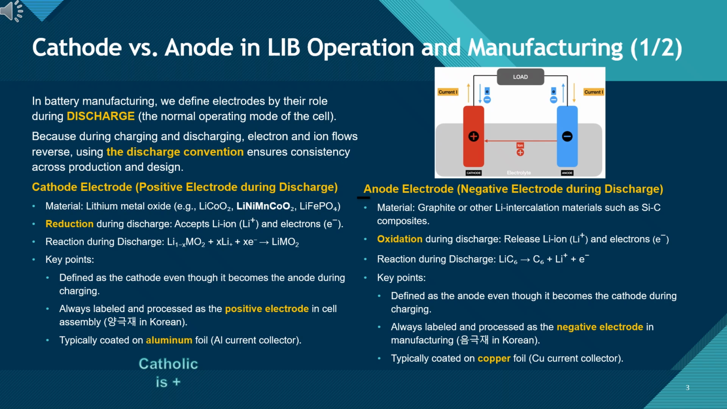In manufacturing terms, the cathode is made from lithium metal oxides, like LiCoO2 or NMC, and coated on aluminum foil. The anode is made from graphite or silicon carbon materials and coated on copper foil. Remember, even if the functions swap during operation, the naming never changes in the production line.